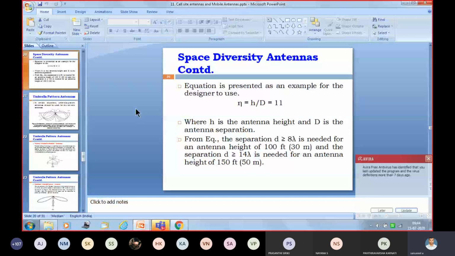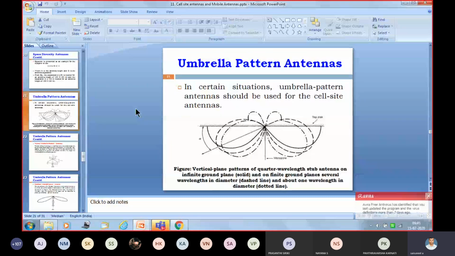Next, the last type of cell site antenna is the umbrella pattern antenna. I think you studied this type of antenna in your AWP. Here this is the top disc, the top disc point. This is the umbrella shape. Here I have to assume this is the monopole type. Now I have to explain the types of these antennas. First one is the normal umbrella pattern type of antenna.